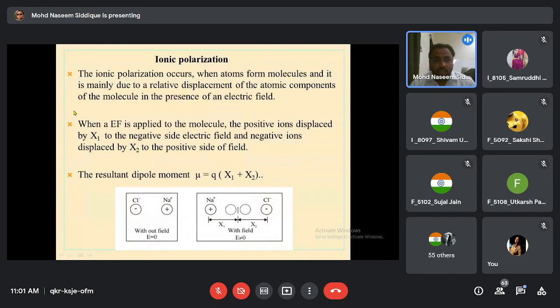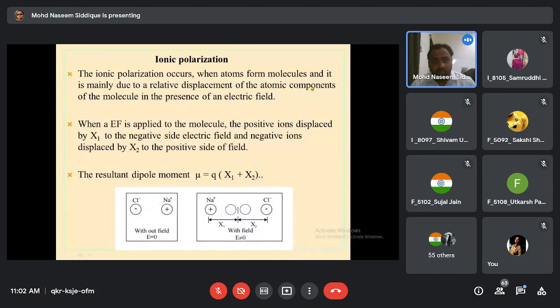Next, we come to the ionic polarization. Electronic polarization occurs in monoatomic gases, for the atom, but ionic polarization occurs in a group of atoms. What is the meaning of a group of atoms? Molecules. There must be some interaction between the atoms. In electronic polarization there is no interaction between the atoms; we especially talk about the free atom. But in ionic polarization, we talk about molecules. So how can we get the polarization in molecules? Then we have to use the term ionic polarization.